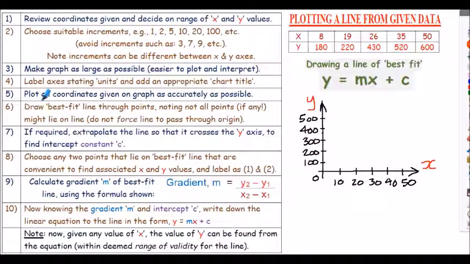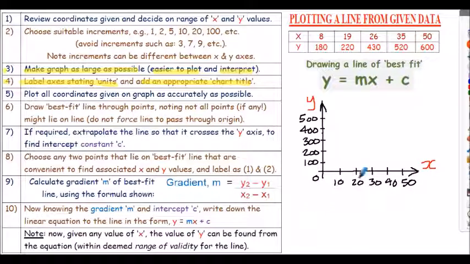Referring back to our procedure, step 3 states that we should make the graph as large as possible because that makes it easier to plot the coordinates and also to interpret the final graph. And step 4 suggests we should label the axis stating units and add an appropriate title to the graph.